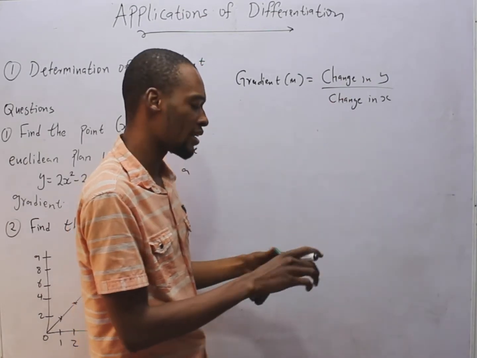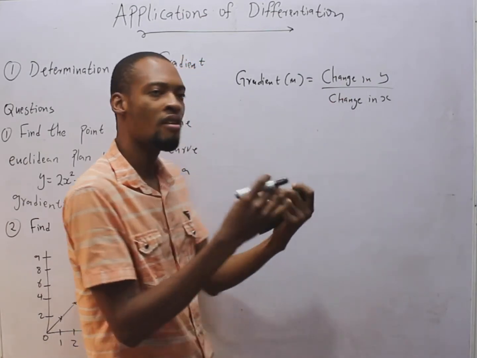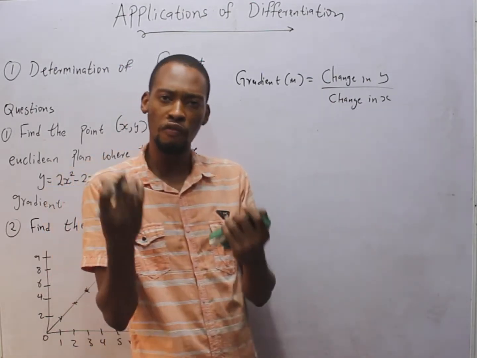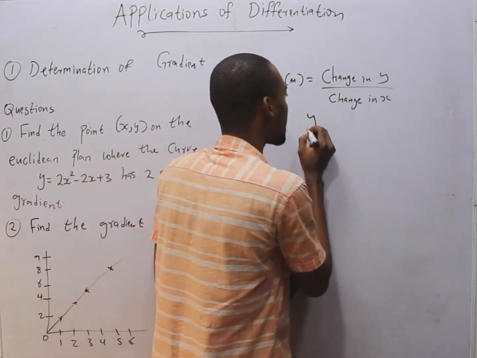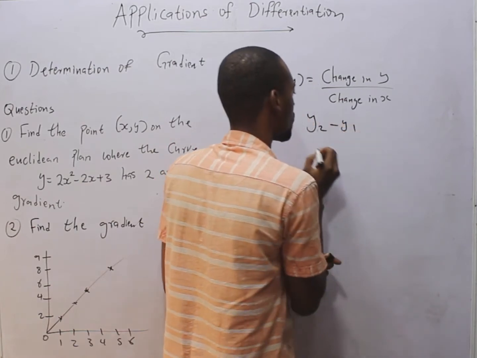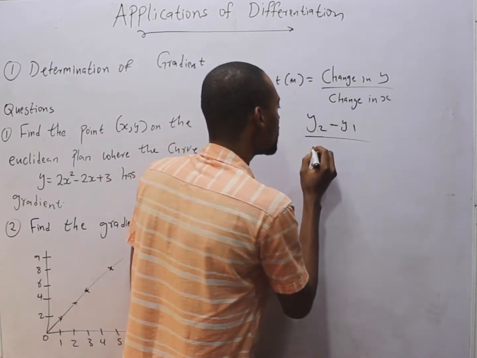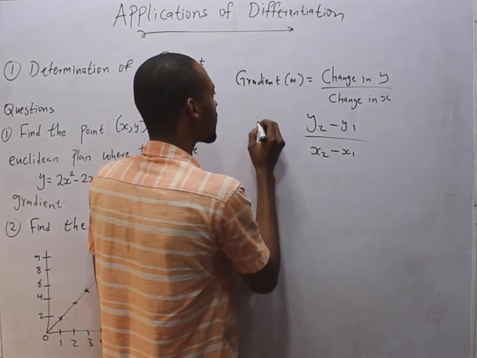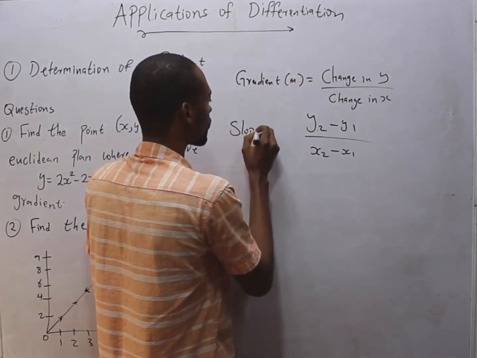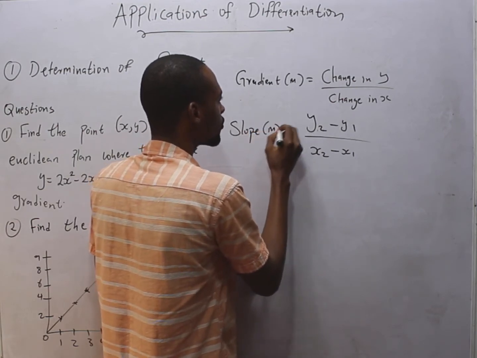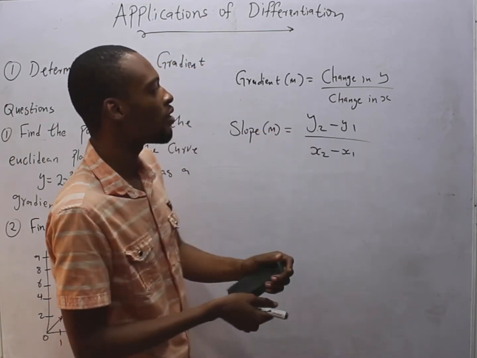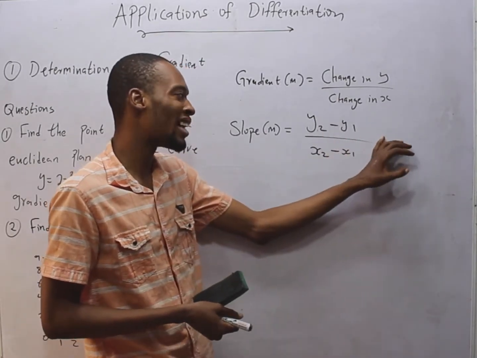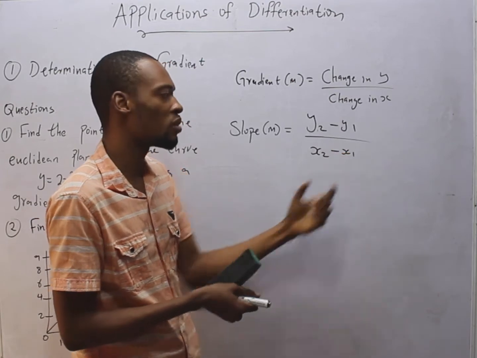What is change in y? Change in y is simply the final value of y minus the initial value of y, which is y2 minus y1, where change in s is simply s2 minus s1. So gradient or slope is equal to change in y divided by change in s, or y2 minus y1 divided by s2 minus s1.